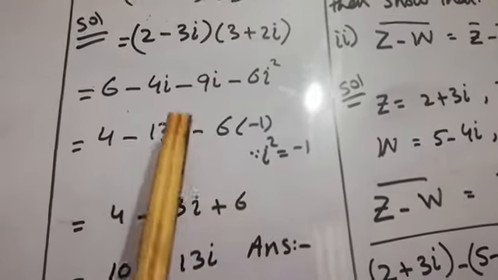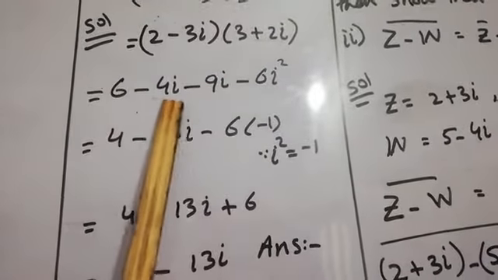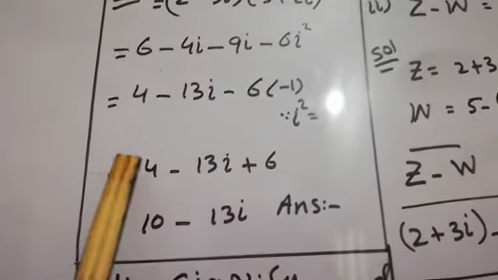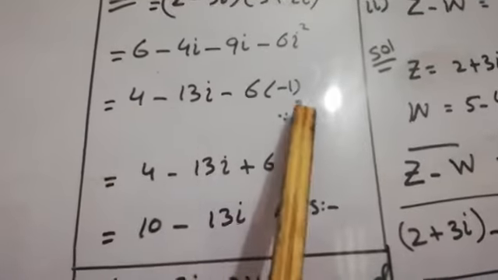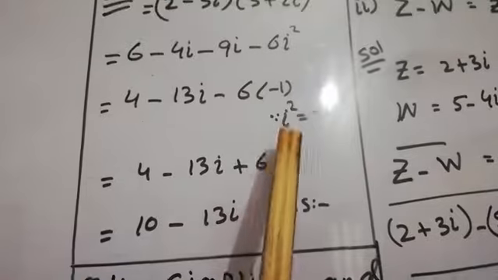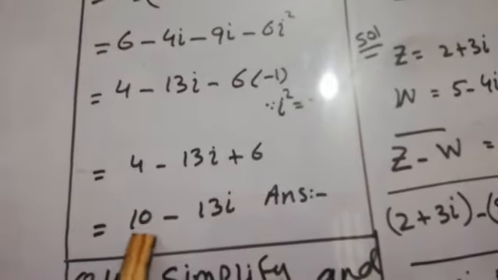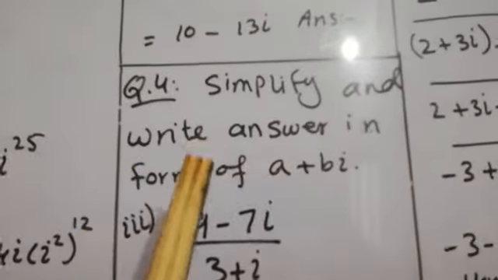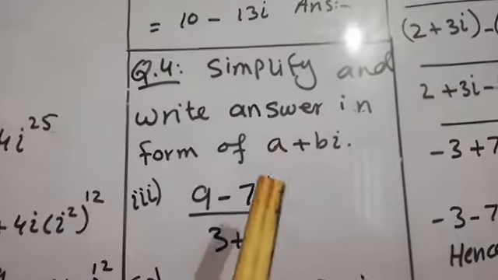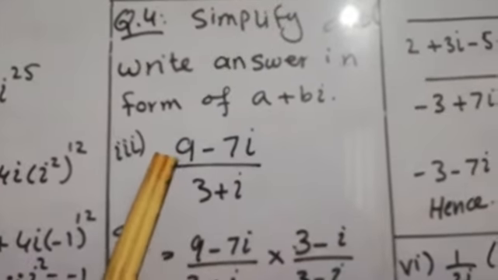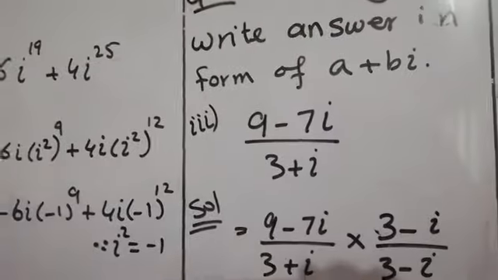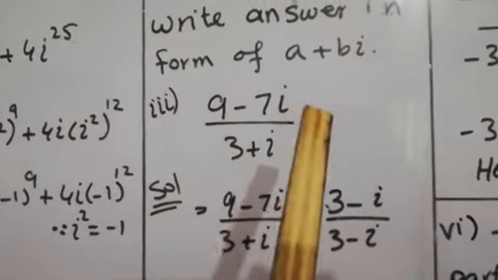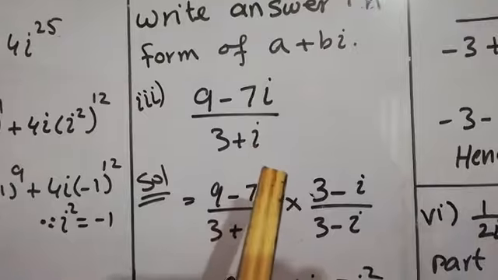Give the reference to minus 4 and minus 9, which is equal to minus 13. So plus 4 minus plus 6 will become 10 minus 13 iota. Now question number 4 is: simplify and write the answer in the form of a plus b iota. Now the complex numbers are given in the form of a division: 9 minus 7 iota divided by 3 plus iota.